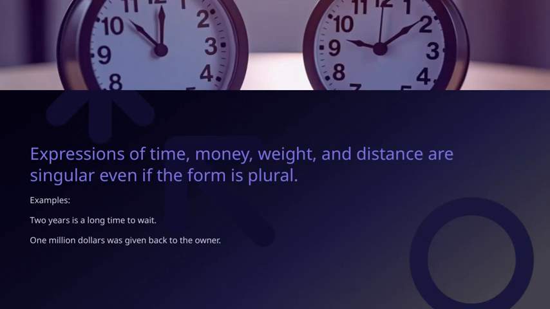Let's look at some important points here. First, "$1 million was given back to the owner." This shows how significant the amount is, and it's a good example of how we refer to large sums of money in a singular way, even though dollars is plural.